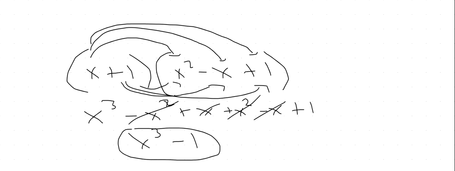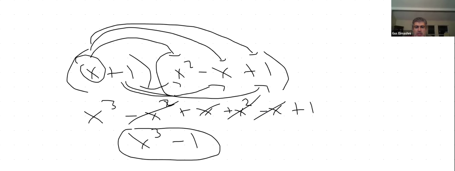So again, it's just a methodical process where you take the first term and multiply each of the terms of the other group, and then you take the next term and multiply each of the terms of the other group, and then combine like terms afterwards.